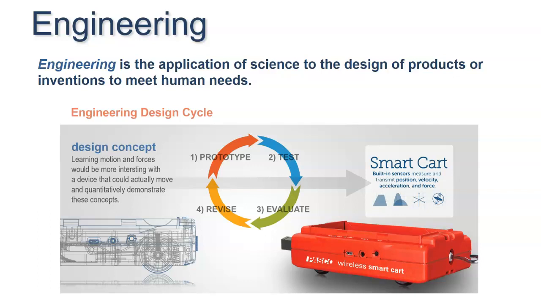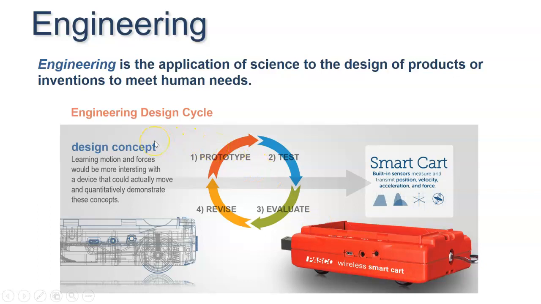Along with science, you guys know what STEM is. You have done some of it before. The E in STEM is for engineering. This is actually taking science and using it to describe or to design products or create inventions that meet our needs as people. So one thing they talk about for the engineering design cycle, they're talking about the wireless smart carts that we will eventually have, hopefully.